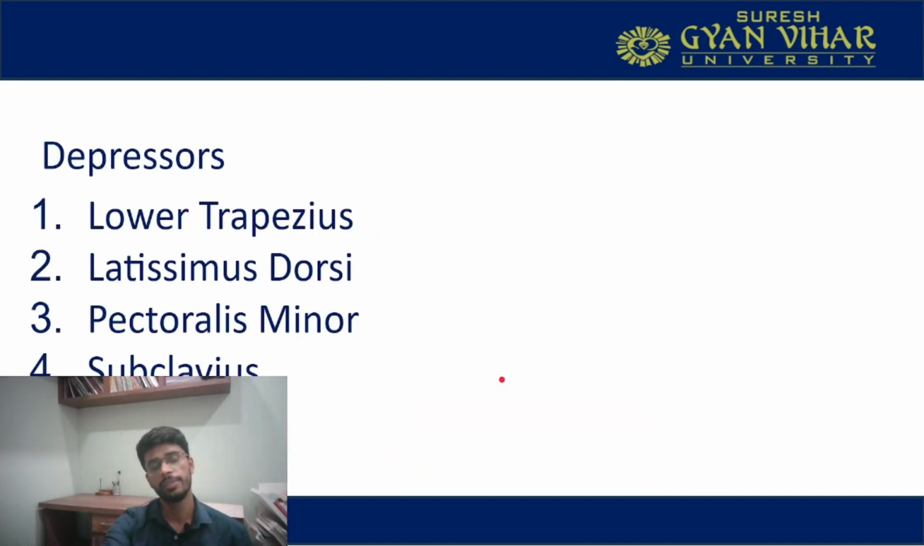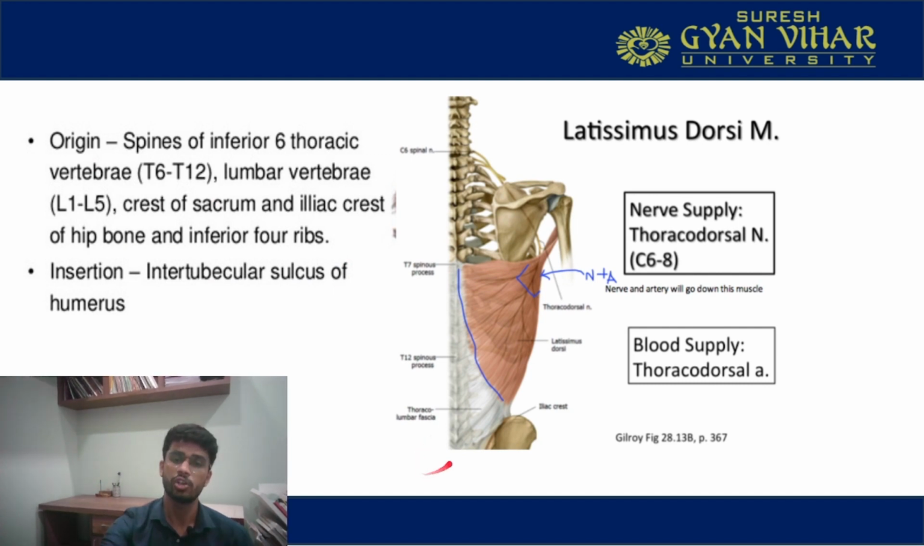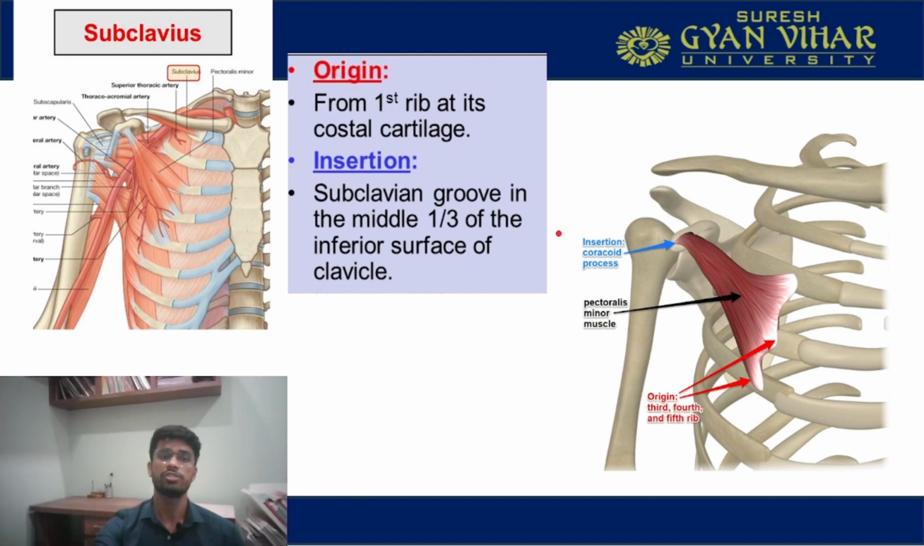Then depressors. The depressors are your lower trapezius, latissimus dorsi, pectoralis minor, and subclavius muscle. This is your latissimus dorsi, which is coming from the iliac crest, thoracolumbar fascia, the spinous processes of T7 to L5, and from the inferior angle of the scapula, and then it gets inserted at the floor of the intertubercular groove. Then there is the subclavius muscle, which is originating from the first rib and costal cartilage, and it is inserting on the subclavian groove. This is your pectoralis minor muscle. This is coming from the third, fourth, and fifth rib and inserting at the coracoid process.